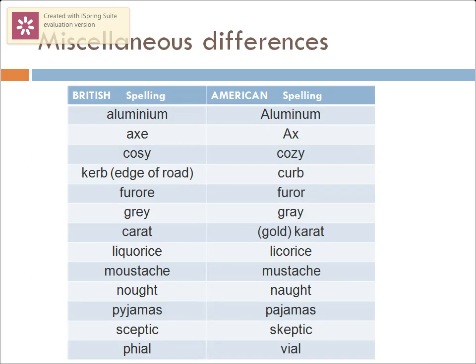There are some minor or miscellaneous differences in the British and American spelling. For example, aluminium in the British spelling is called aluminum in the American. Axe, AXE, is just written as AX in American spelling. Cosy, COSY, becomes COZY. Or for example, grey, GREY in British spelling becomes GRAY in American spelling. Similarly, pyjamas, PYJAMAS in British spelling becomes pajamas, PAJAMAS in the American spelling.